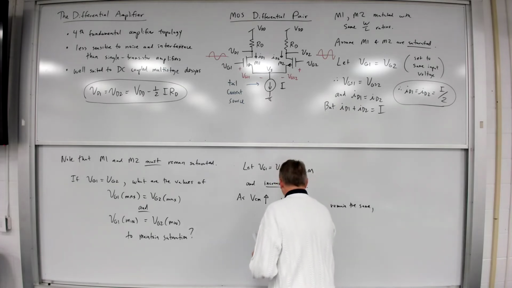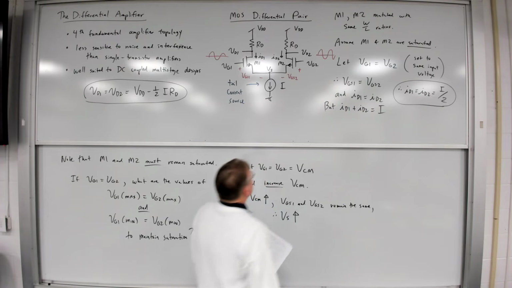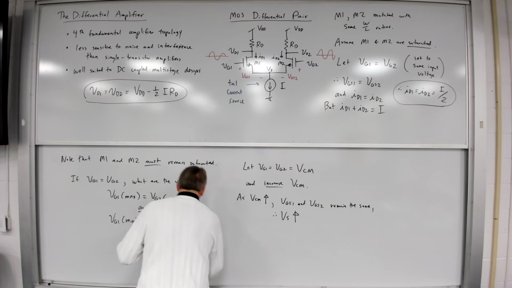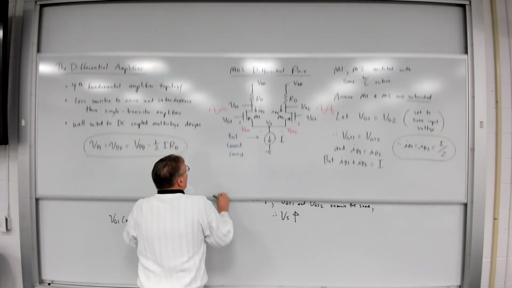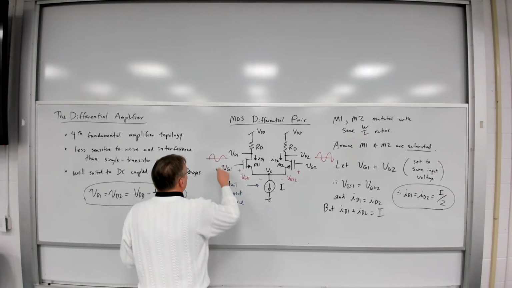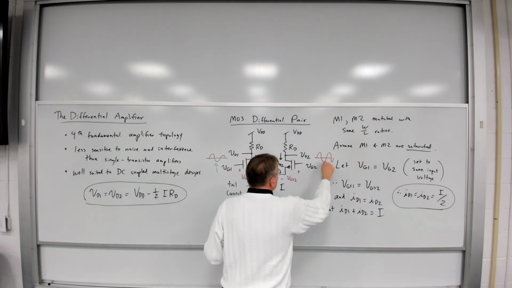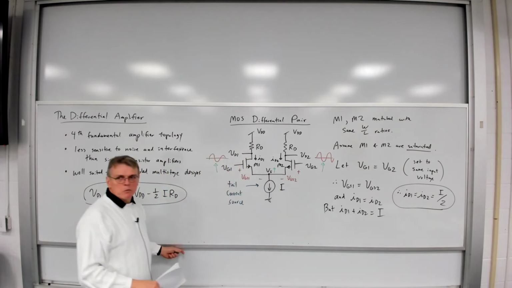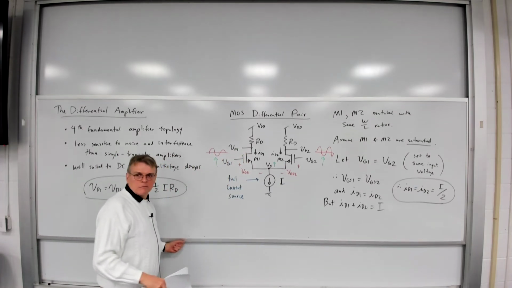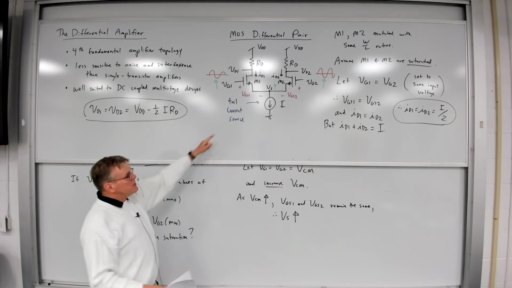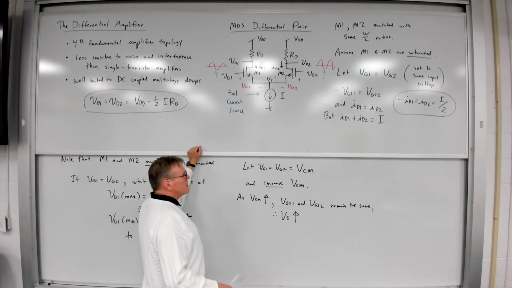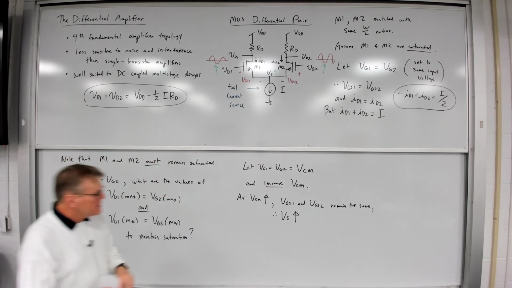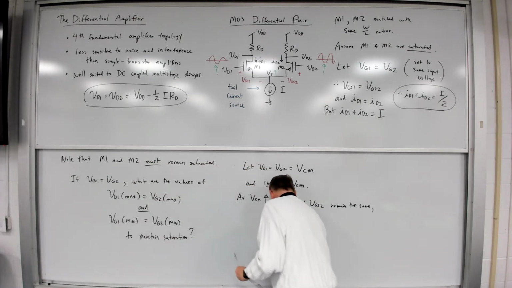And therefore Vs also increases. So looking up at this diagram here, I'm increasing the voltages at the gates, so the source voltage, V sub S, has to increase as well, because VGS1 and VGS2, I'm assuming, can't change. Currents aren't going to change. So in this case, what's going to happen?